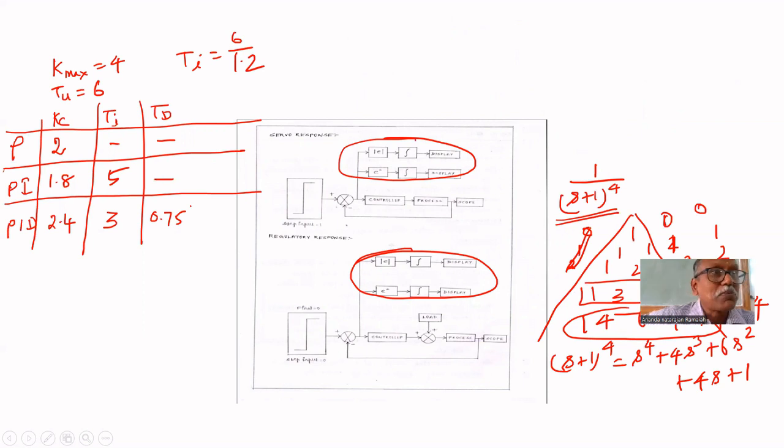But which gives a better response? Now we can see. For the proportional controller, which gives a better response? Now we can see. What is the tuning parameter here? 2.